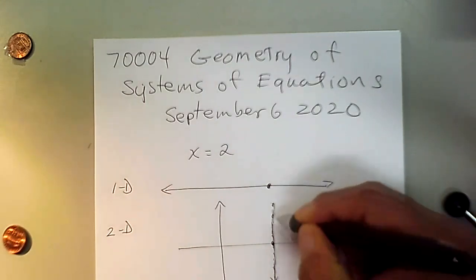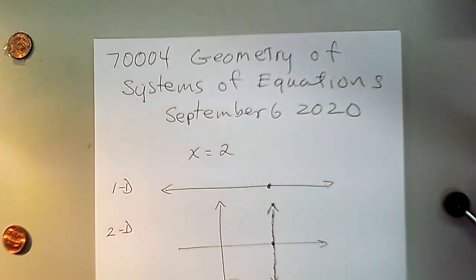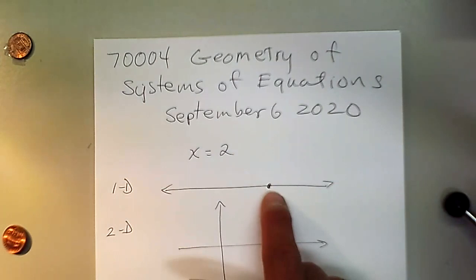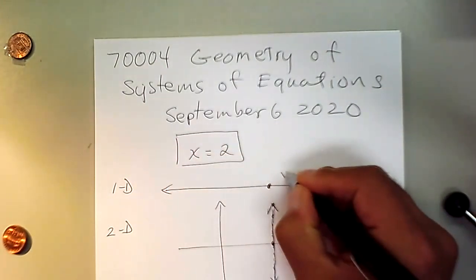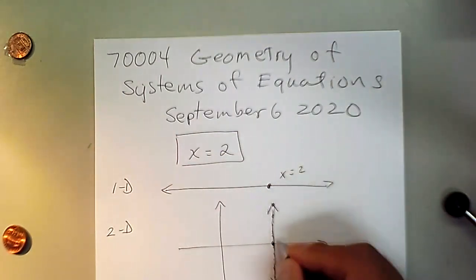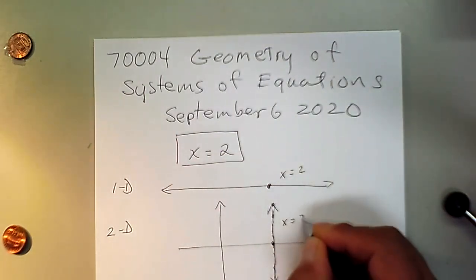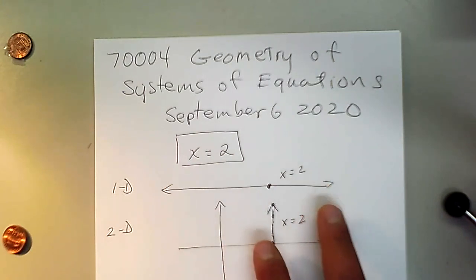So a straight line, a vertical line, represents x equals 2. So this is x equals 2 in 1D. This vertical line represents x equals 2 in 2D.